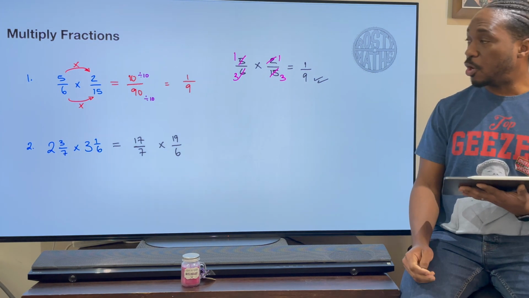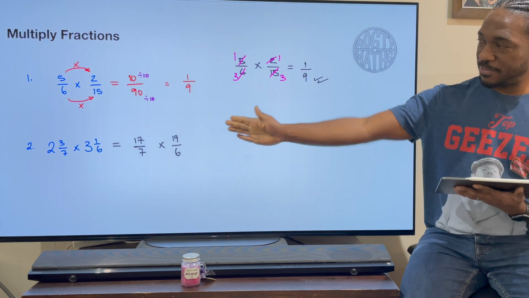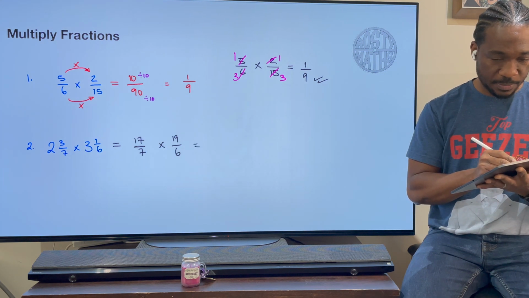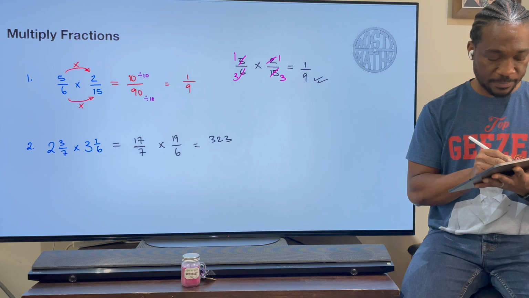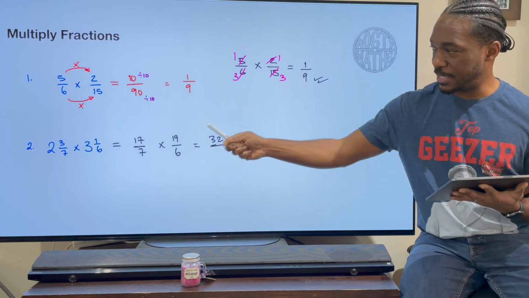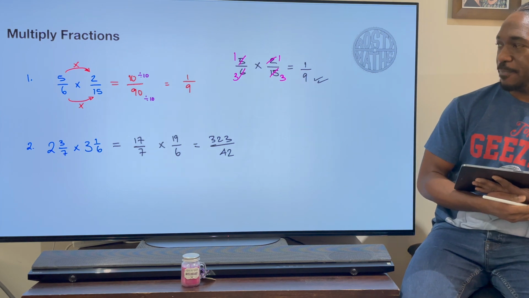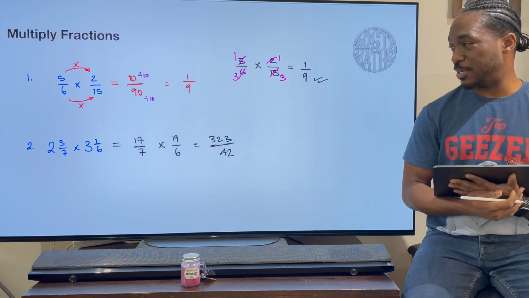Let's work that one out and see how we do. So now I need to multiply my 17 times my 19. When I multiply that, that's going to be equal to 323. And then I multiply my 7 times my 6, and that's going to give me 42 there. So fantastic, all in all, that's looking really well.